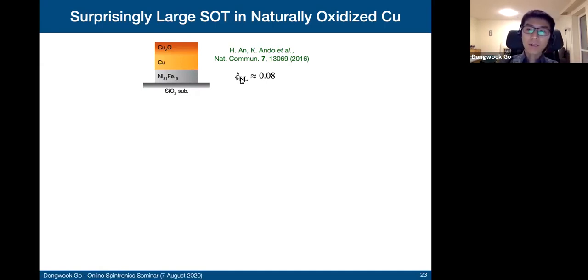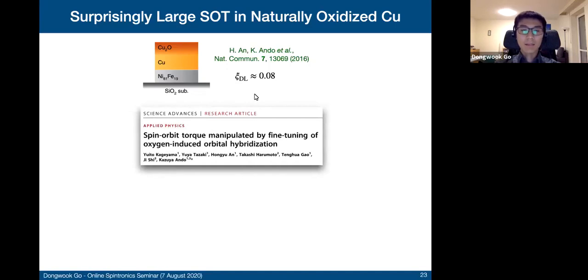So copper is usually known to be a very inert material in terms of spin torque generation because spin-orbit coupling is pretty small. But for some reason, they oxidized the copper layer naturally from the air. Maybe it could be from a mistake, or I don't know, they intended. But anyhow, they measured a very large torque comparable to any conventional spin-orbit torque system like platinum cobalt. So it's a very surprising result, but we couldn't really understand the mechanism.